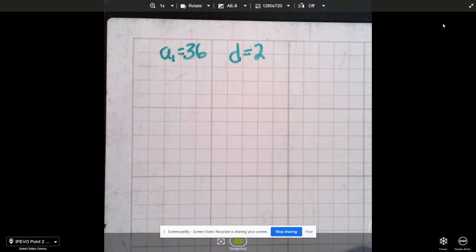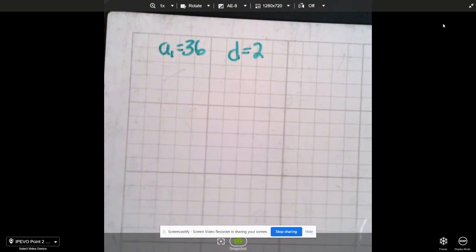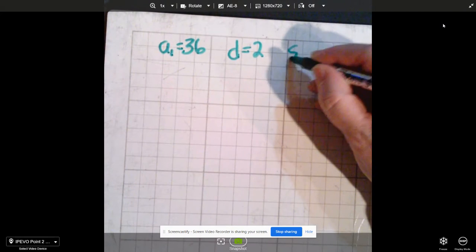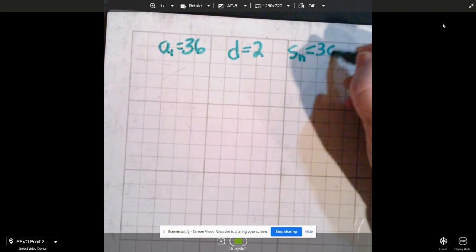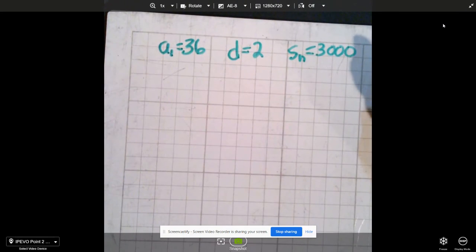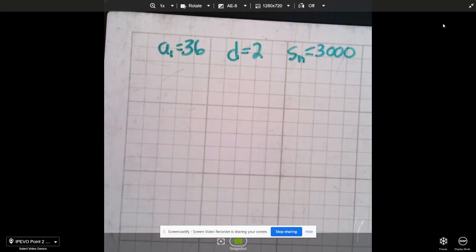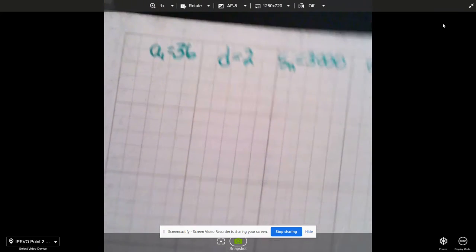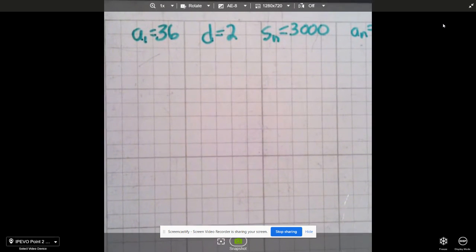And the theater has a total of 3,000 seats, so that's the sum of all the seats. So I know the sum is 3,000. And it wants to know how many seats there are in the last row. So AN is what they're asking me to find.